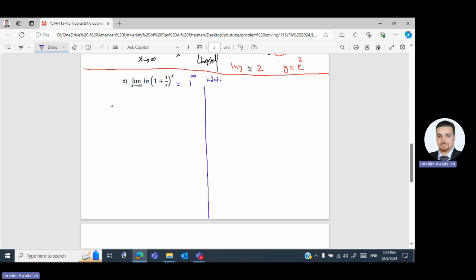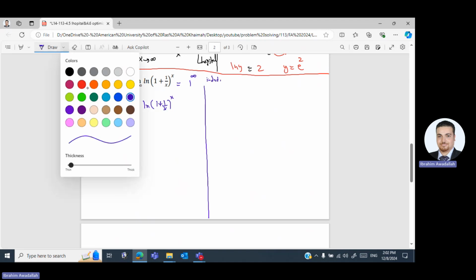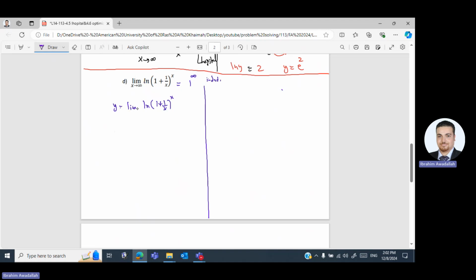we will convert this to y equals. Every time we have a power function to the power function, we use y. y equals limit of (1 plus 1 over x) all to the power x. So ln y equals limit. Oh, already here we have ln, so it's an easy question. We can keep it as y.